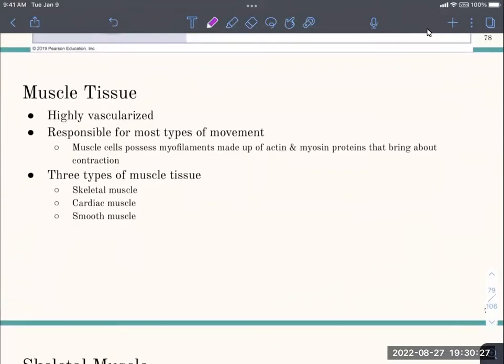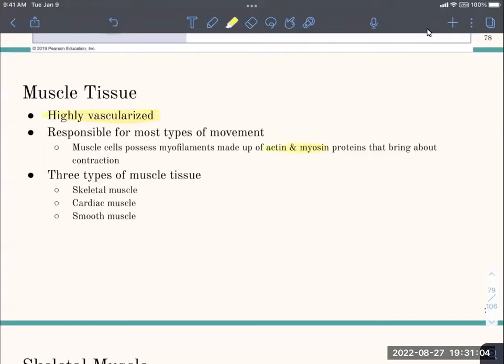We have muscular tissue. Muscular tissue, again, is very highly vascularized. But our muscle helps us move. It also helps our heart move. And it helps our organs move to push things through. We have actin and myosin that help muscles contract, which we will learn the process step by step when we get to the muscle system.